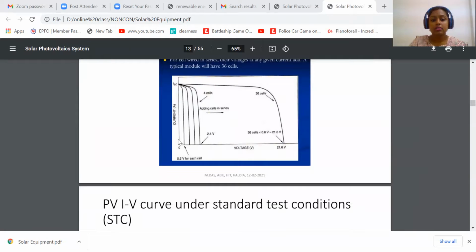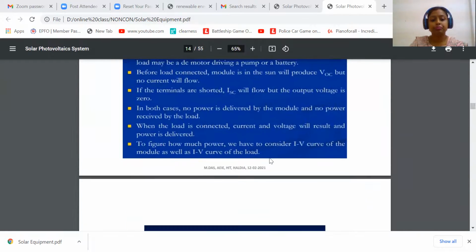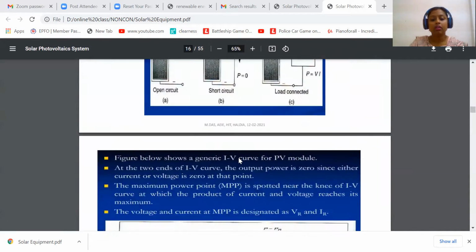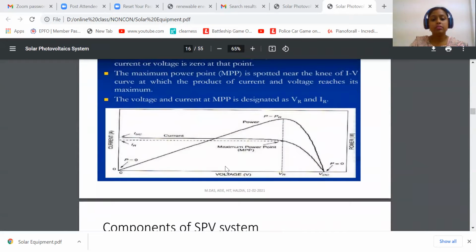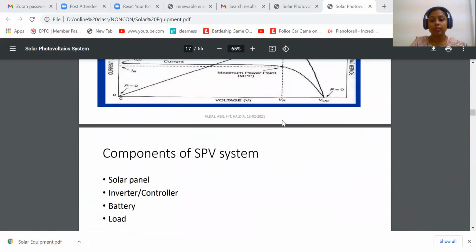So this is the combination of cells in series and parallel. This is the VI characteristics of that one. Apart from the VI characteristics, we also have the power characteristics, since the power of the PV panel is plotted. So this is the peak power that we are getting at a particular solar radiation.